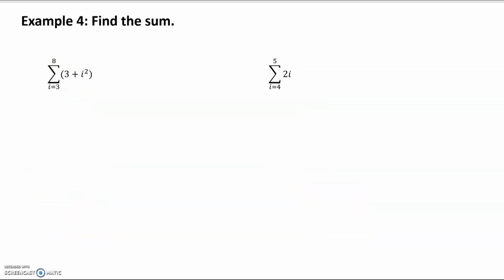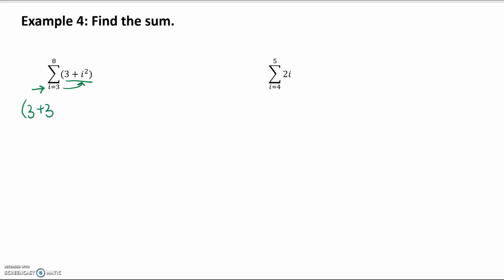Okay, so what we're going to try now is actually finding the sum. So for me, I'm looking at this and saying, okay, well, I need to figure out what each term is and then add them together. But I also notice I'm starting at the third term. So I'm starting at where this is my third term, and then I'm working up until I get to my 8th term. So I'm going to start by plugging in a 3 for that i.